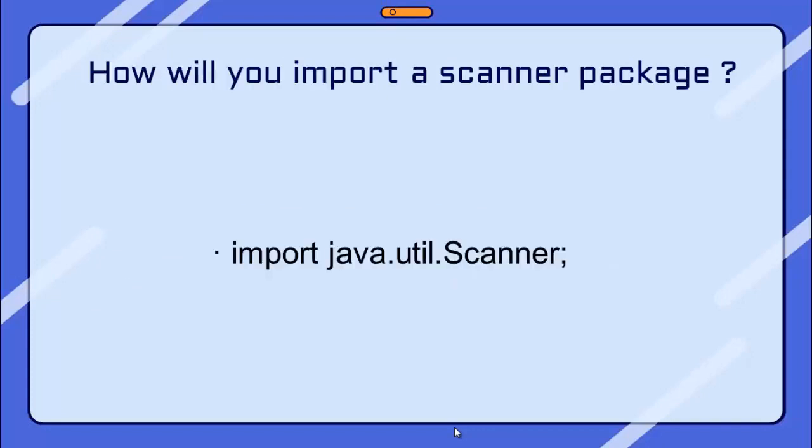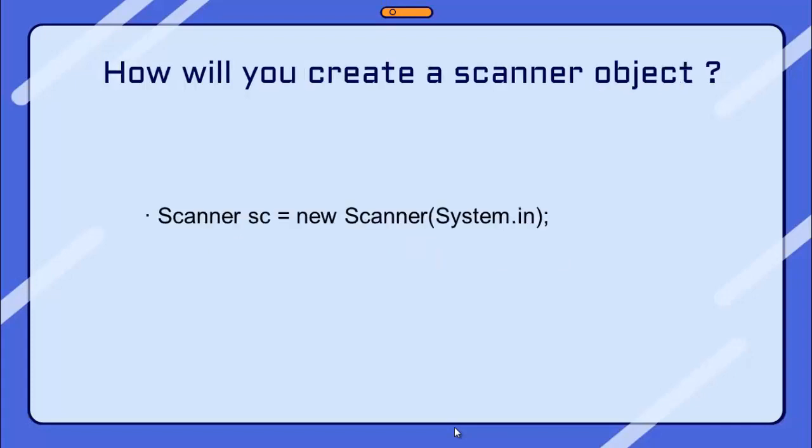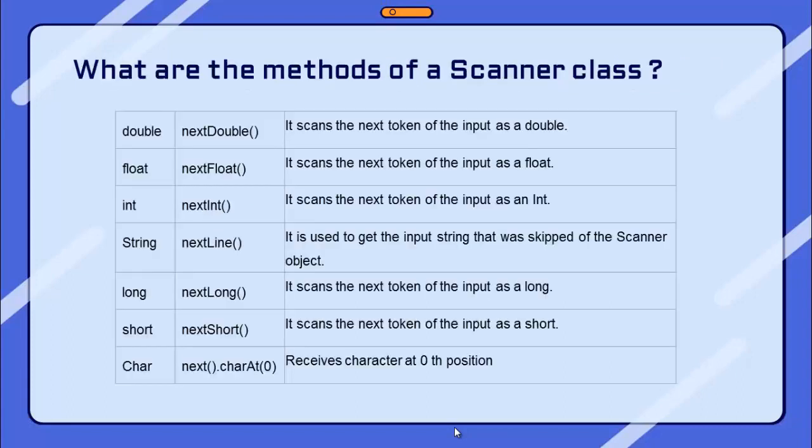How will you import the scanner class package? import java.util.Scanner. How will you create a scanner class object? Scanner s is equal to new Scanner(System.in). And these are the methods of the scanner class: nextDouble scans the next token of the input as double. nextFloat, nextInt, nextLine, nextLong, nextShort, and next().charAt(0) can also be given. These are the methods of the scanner class which are used to take the input.